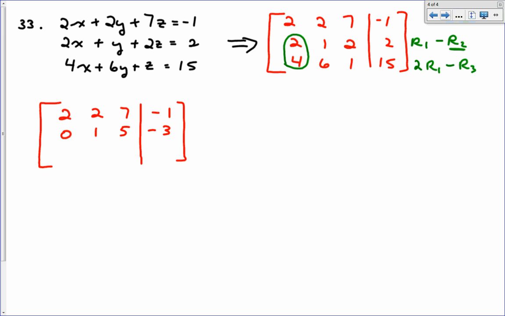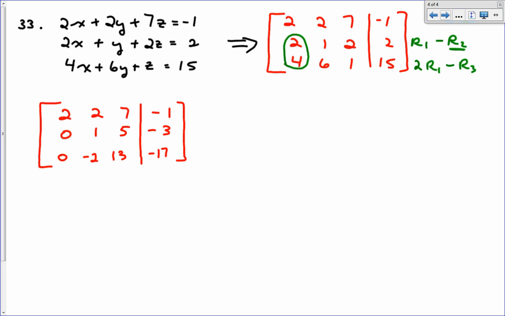Now to get row 3, I've got a 4 here and I want a 0. So if I multiply row 1 by 2 and subtract row 3, I can then get a 0 there. So 2 times 2 is 4, minus 4 gives me a 0 here. 2 times 2 is 4, minus 6 gives me a negative 2. 2 times 7 is 14, minus 1 gives me a 13. And 2 times negative 1 is negative 2, minus 15 is a negative 17.